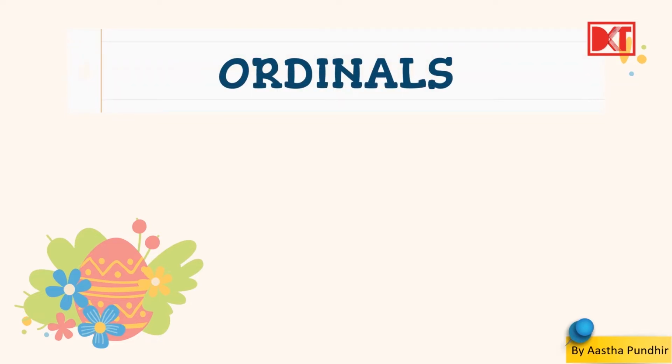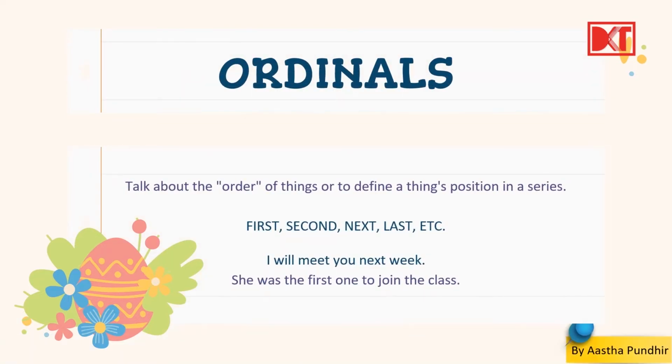Alright, so next up we have ordinals. What ordinals are used for is to talk about the order of things or to define a thing's position in a series. Now, there are many words like this, and reading the meaning alone may not be clear, but once you see the example and then you read the meaning, it's easier to understand. Like here you see first, second, next, last. What are these words doing? They are talking about the order of something.